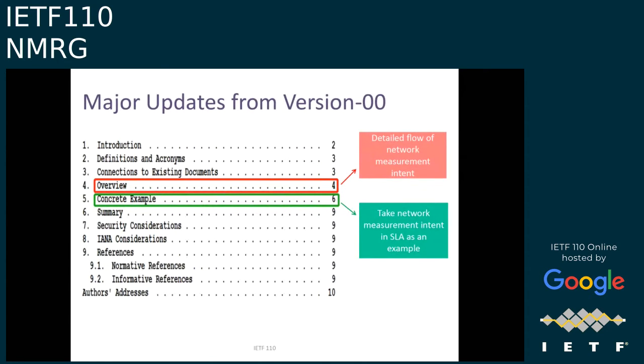Okay, the main updates include two points. One is the update of the overview of the network measurement intent process, and the other one is taking network measurement intent in SLA as a concrete example. Next slide, please.